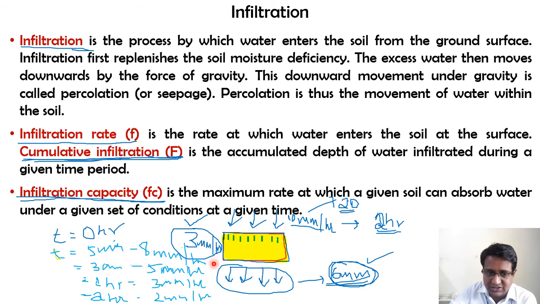Okay, now in this particular scenario, the infiltration capacity is the maximum rate at which the given soil can absorb water under a given set of conditions. That is, out of this, whatever the maximum value you are going to get, that itself is going to become the infiltration capacity. At a given time, I have explained with respect to time, and at a given set of conditions, I have told you how the soil is, how much rainfall is occurring, what is the total amount of rainfall, what is the infiltration rate, and what is the cumulative infiltration that has occurred. So these are nothing but the given set of conditions, for a given time.